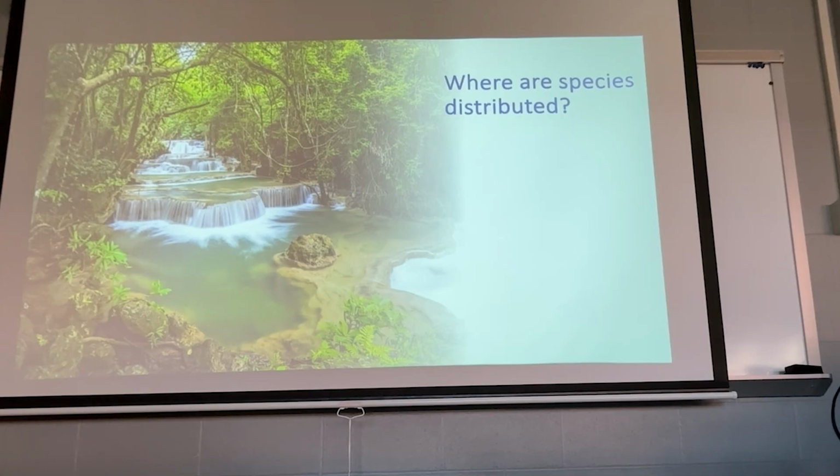So that brings us to the next question: where are species distributed? So here's one wonderful place. That's my happy place, right? A tropical jungle is a great place. This is a beautiful tropical jungle with a little river going through here. So where are they distributed across the world?